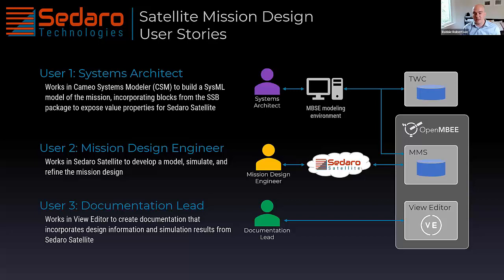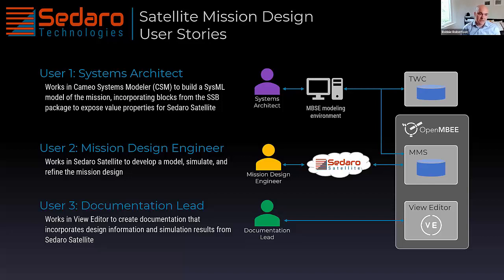And these are the user stories that we're looking to support, that we supported with this prototype functionality. So first we have user one, who's the systems architect. So he's working in Cameo Systems Modeler. He's building up a SysML model of the mission. And as he does that, he's incorporating blocks from a package that we provide to our users called the SSB package, so Sedaro Satellite Block Package. And those expose value properties in Sedaro Satellite to the SysML model and allow this two-way exchange of design information via MMS.